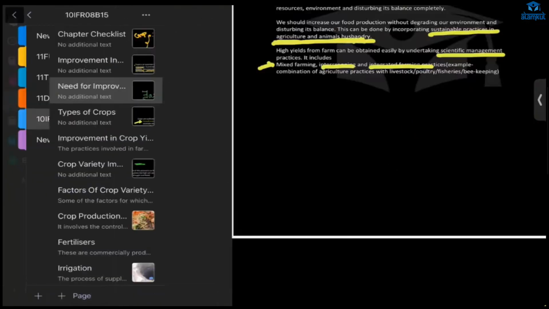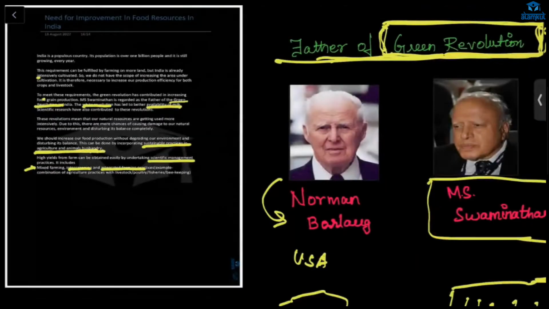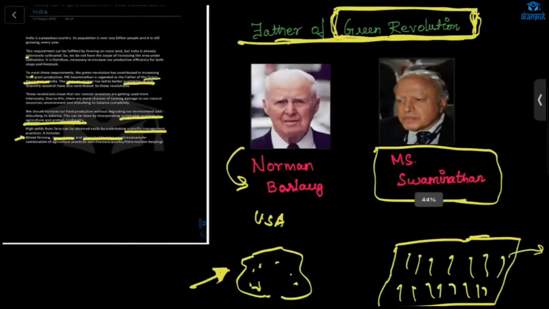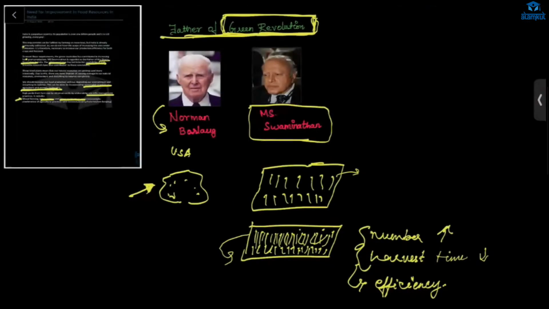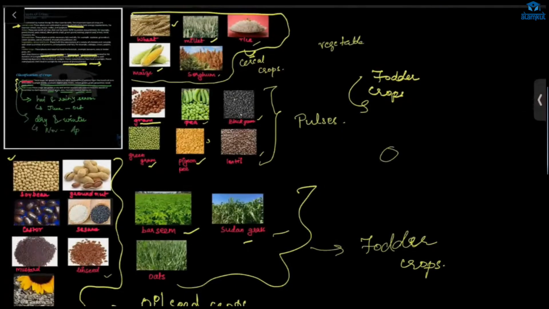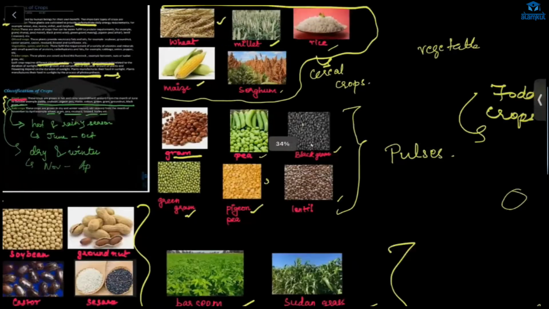And about India also we have talked about. We have talked about who is the father of the Green Revolution in India. It is M.S. Swaminathan. Okay, got it? Yes, ma'am.